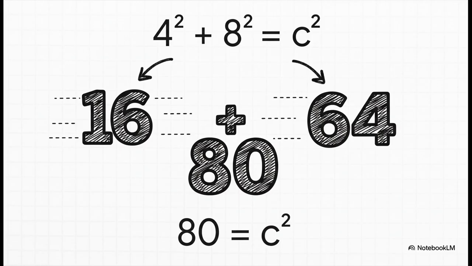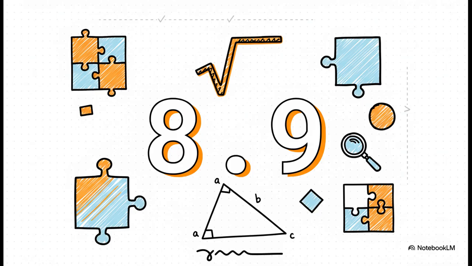We're almost home. And for our last step, we just got to get C all by itself. So we take the square root of 80, and that gives us our answer. C is about 8.9. And just like that, the puzzle's solved. See?